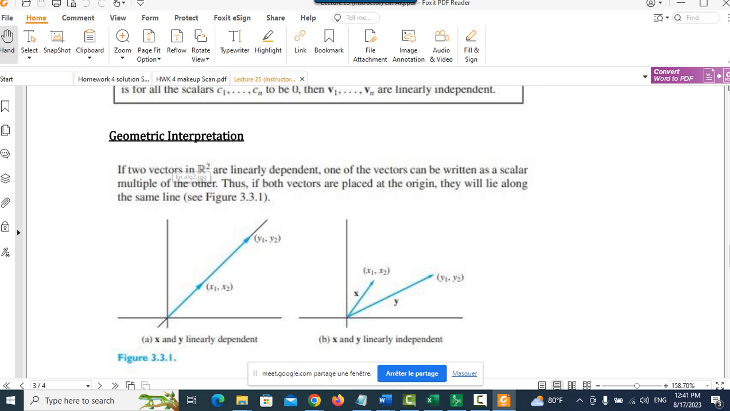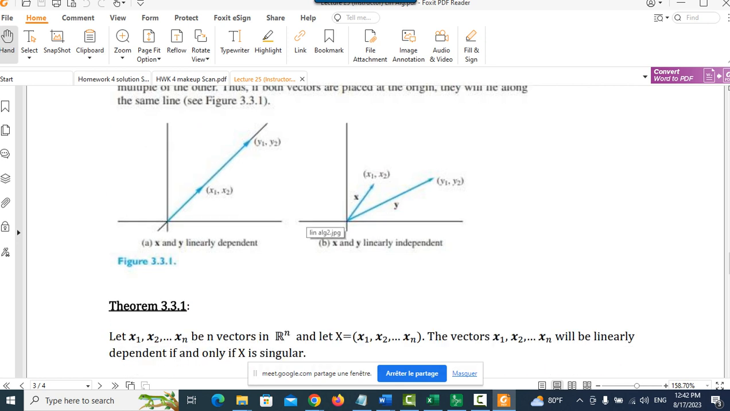Now, geometric interpretation. If two vectors in R2 are linearly dependent, one of the vectors can be written as a scalar multiple of the other. Thus, if both vectors are placed at the origin, they will lie along the same line. So in this example, we can see that x and y are linearly dependent. Here's the vector x, here's the vector y, and here x and y are linearly independent. We can see x is here, y is here.